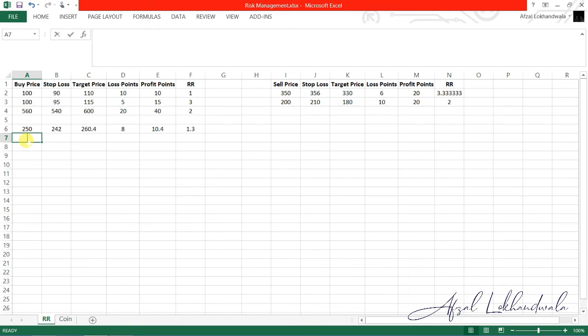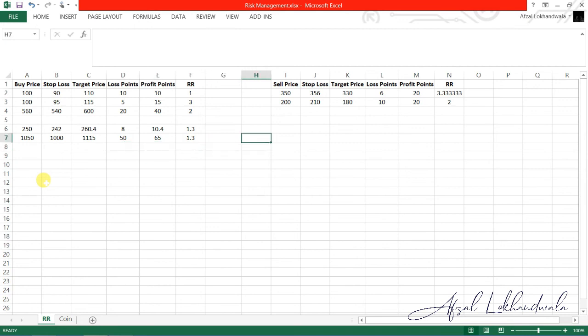Let us take one more example. Suppose you are buying a stock at 1050. You are identifying a stop loss at 1000 rupees. Now you get the loss points as 50 rupees. Now we want our risk reward to be 1.3. What will be the profit points? Profit points will be loss points multiplied by risk reward ratio. It will be 65. Now we can get our target price. It will be 1050 plus 65, that is 1115. So whenever you enter this trade at 1050, immediately you place your stop loss at 1000 and your target price should be 1115.